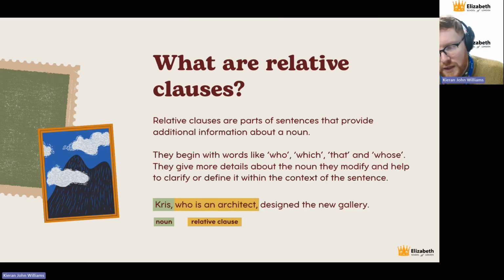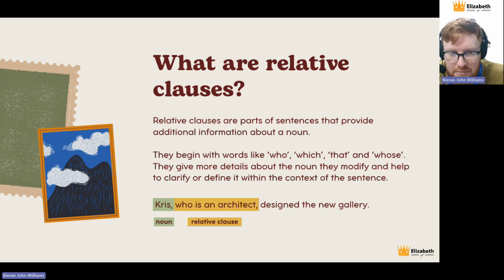So what are relative clauses? This is the topic of our grammar clinic today. Relative clauses are those parts of the sentence that provide additional information about the noun, about the object of the sentence. It might provide a definition or it might just provide extra information about it. They begin with those words like who, which, that, whose, etc. They give more detail about the noun that they are modifying, and they help to clarify it or define it within that sentence itself.